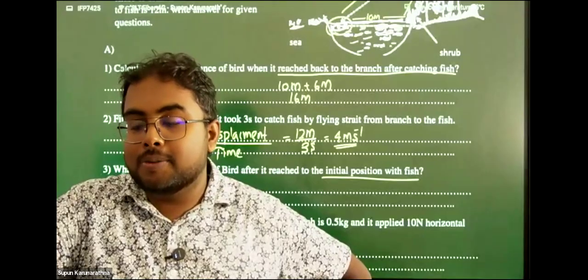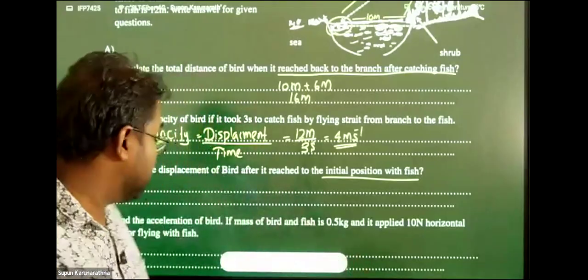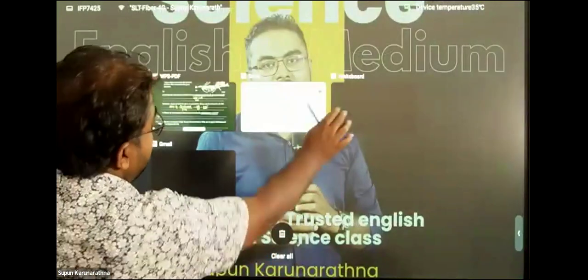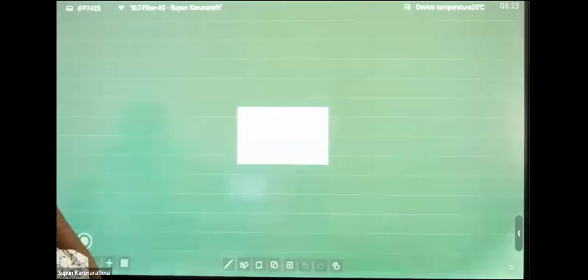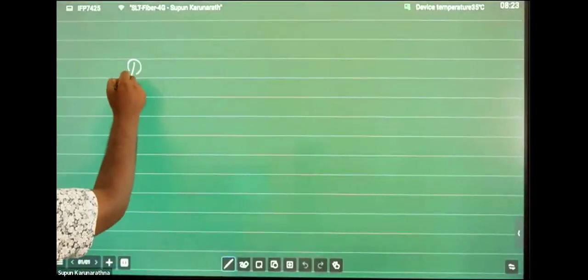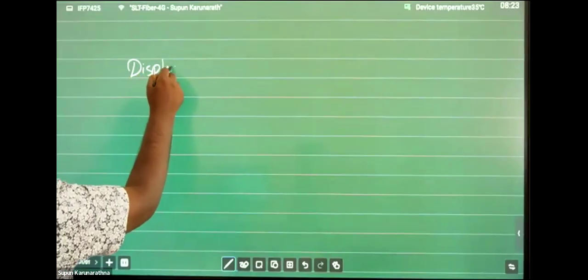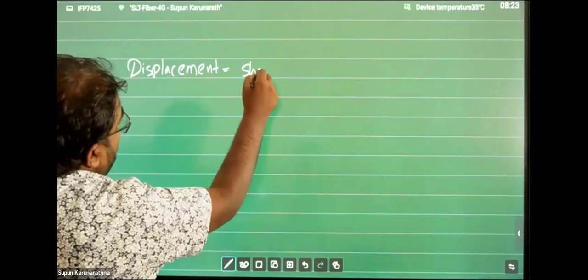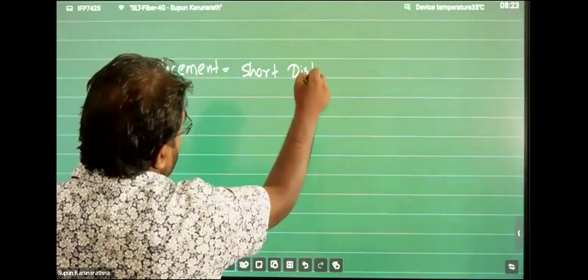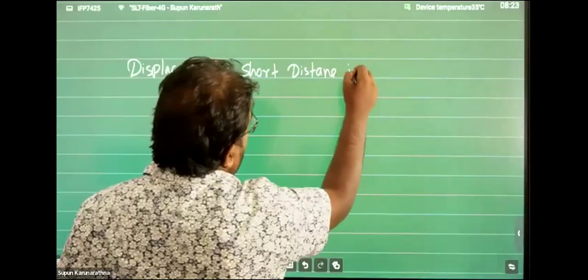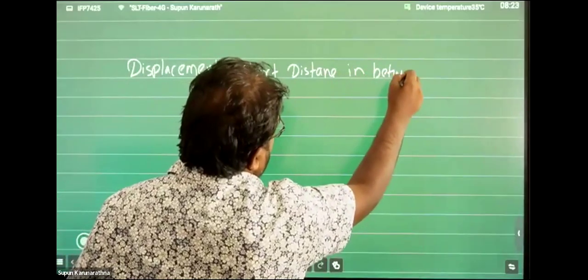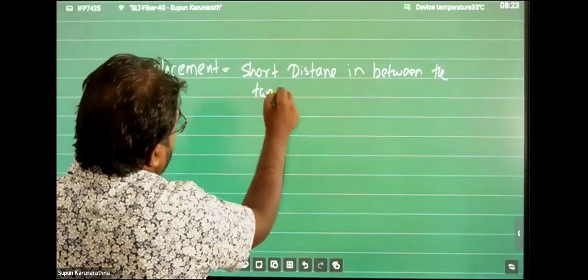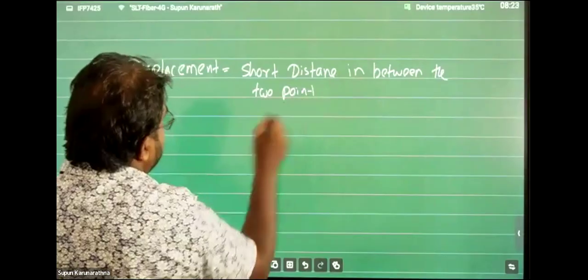Asking about the displacement. So what do we mean by displacement? We can define displacement as the shortest distance between the 2 points. Understand this theory well.